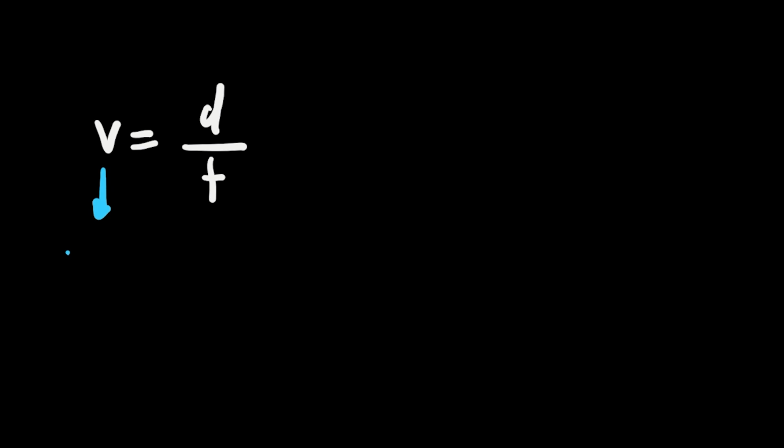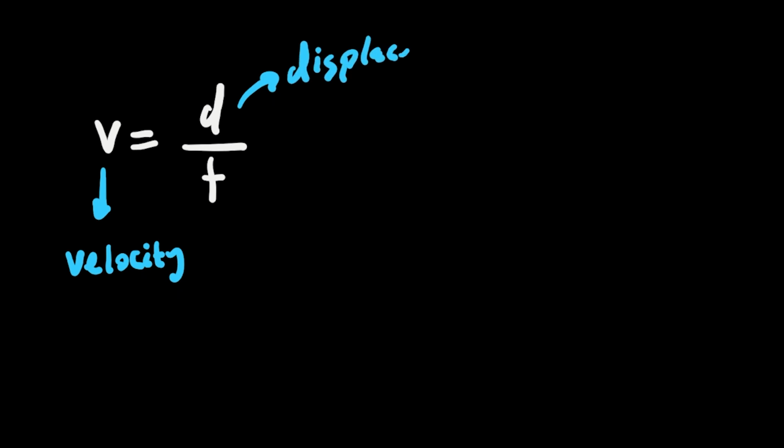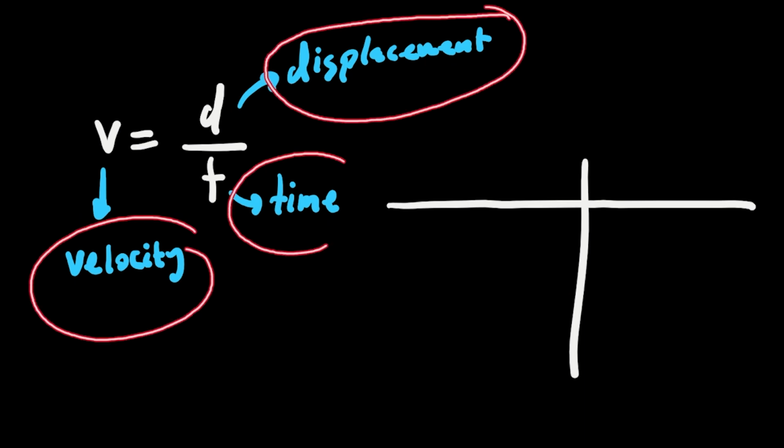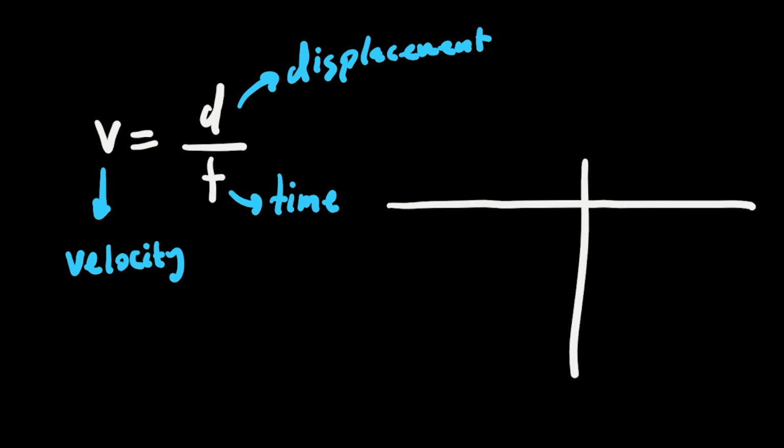So V is velocity, D is displacement, and T is time. Basically, an algebraic model is simplifying all the things for us. So instead of writing the whole word displacement or velocity or time, we can just define them.